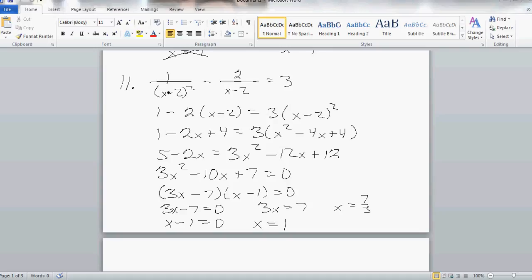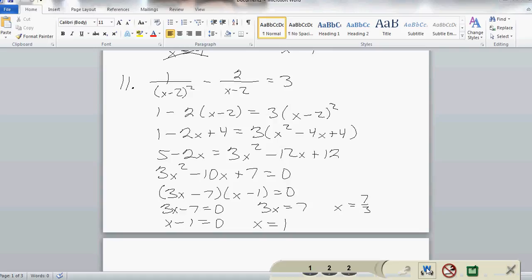Now quickly checking here, let's take the easy one. If you do 1, 1 over 1 is 1, minus 2 over negative 1 is negative 2. 1 minus a negative 2 is 3. So 1 works. 7/3, this would be 1/3 squared is 1/9, so this becomes 9, minus this would be 1/3, 6, 9 minus 6 is 3. So 7/3 works as well.